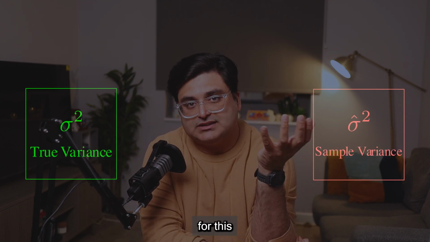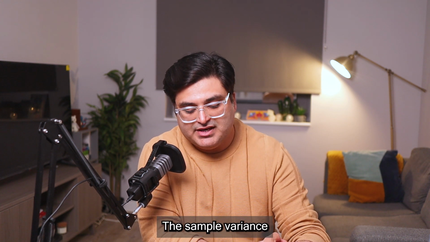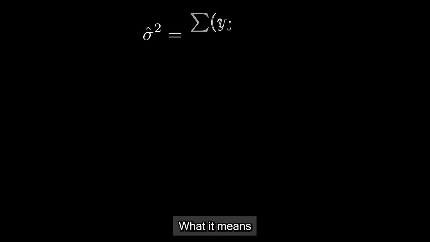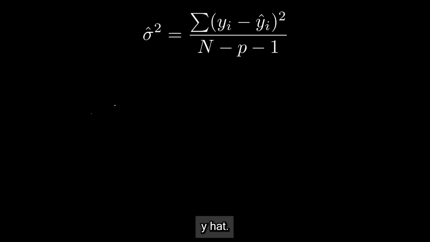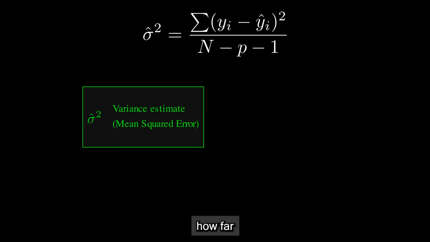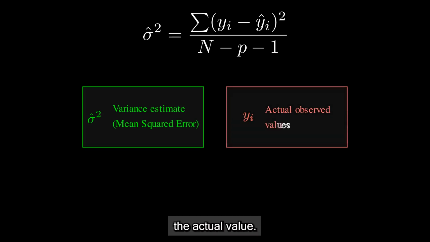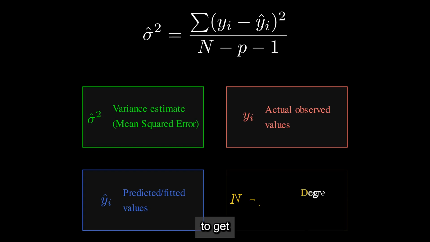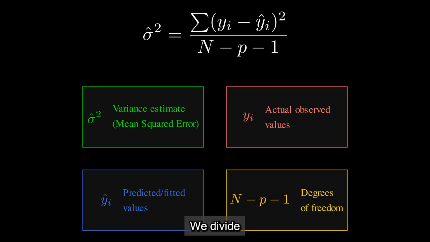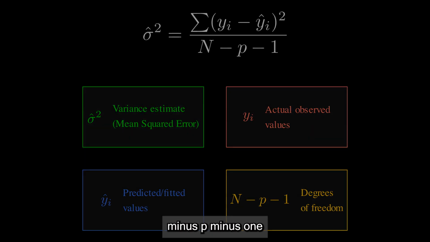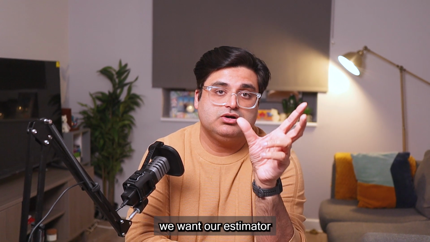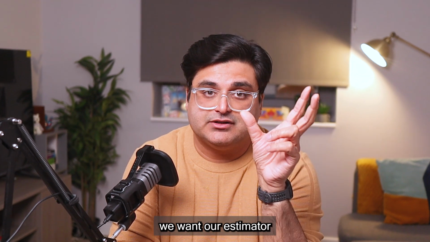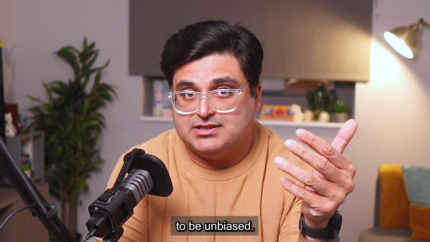So what is the formula for this sample variance? The sample variance is described by this formula. What it means is that y_i minus y_i hat represents how far each prediction was from the actual value. We square these differences and we sum them up to get a total measure of error. We divide by this number n minus p minus 1 to get an average. And why do we use this number n minus p minus 1? It is because we want our estimator for the sample variance to be unbiased.